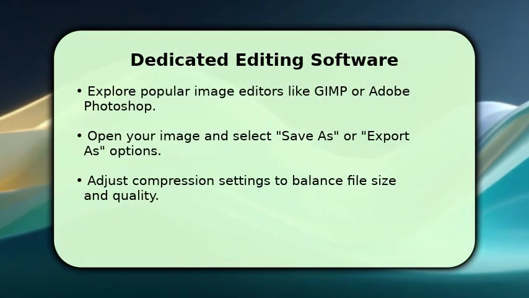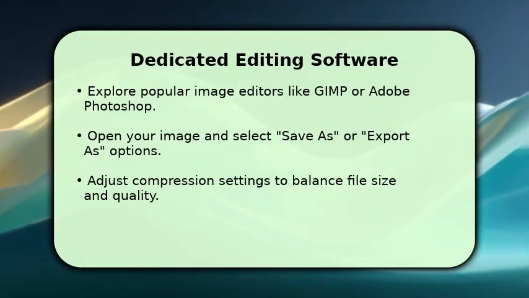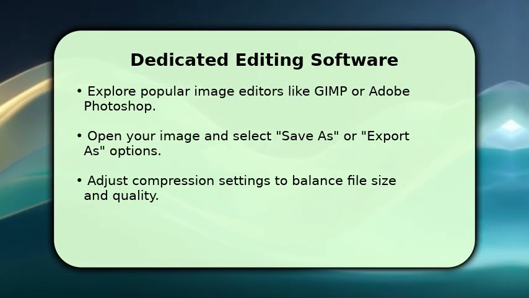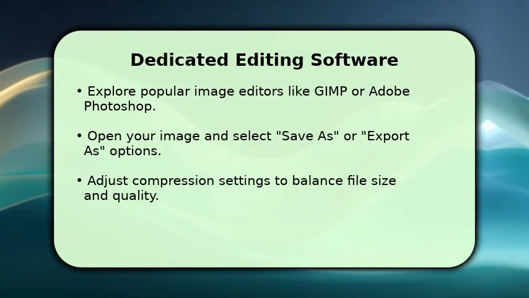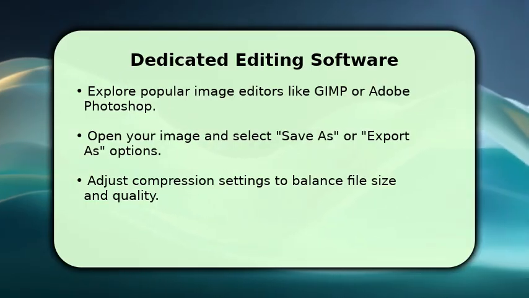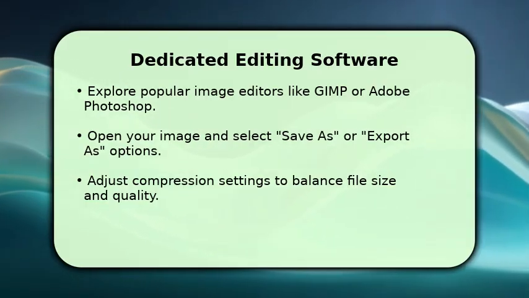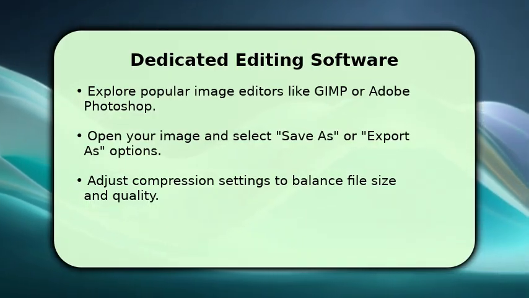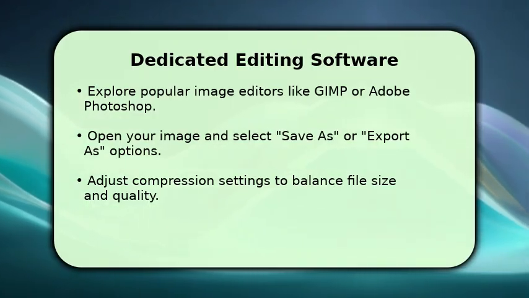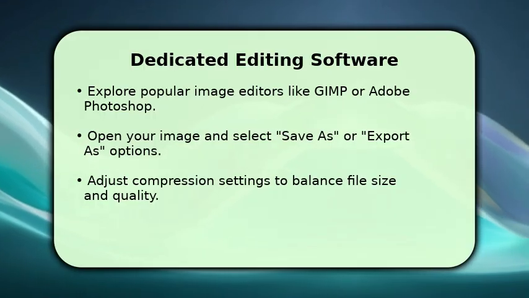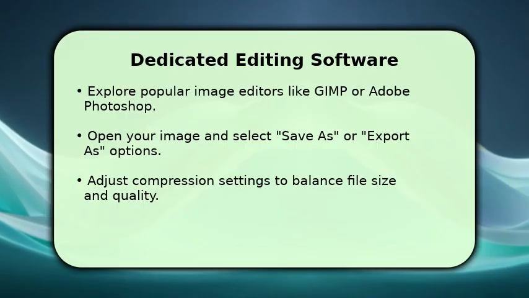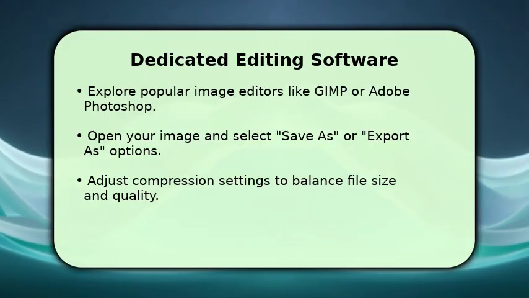For more advanced control, dedicated image editing software offers robust features. Programs like GIMP, a free and open-source option, or Adobe Photoshop provide extensive capabilities. Within these applications, you typically open your image, navigate to File, and then choose Save As or Export As. Here, you can select JPG as the format and often adjust compression levels, allowing you to fine-tune the balance between file size and image quality.